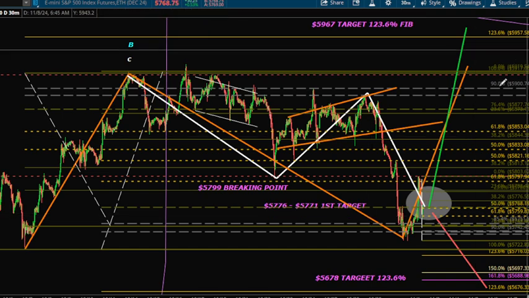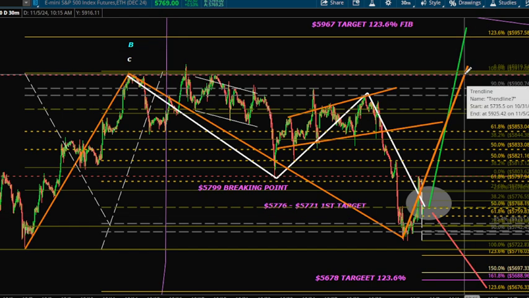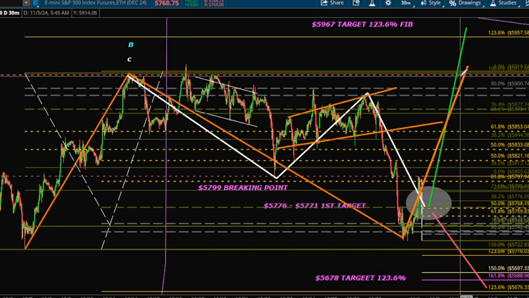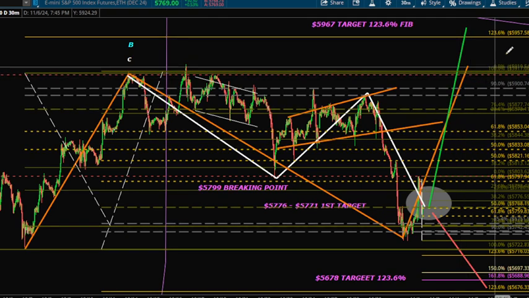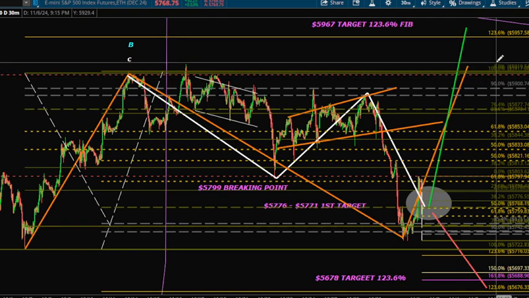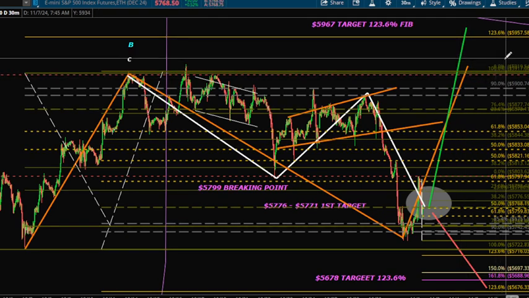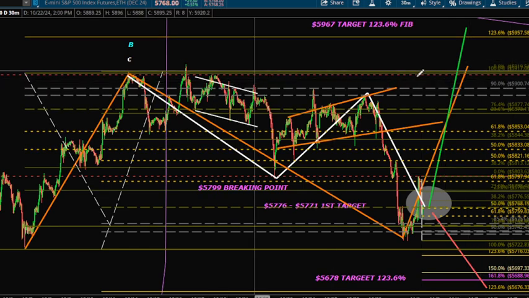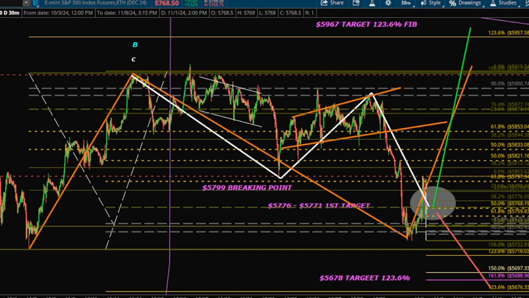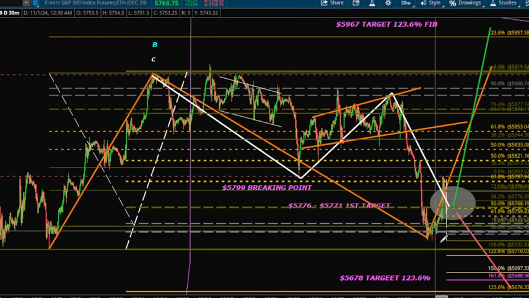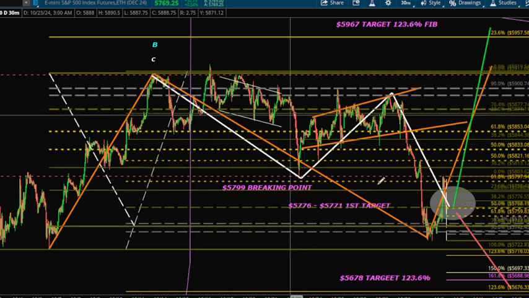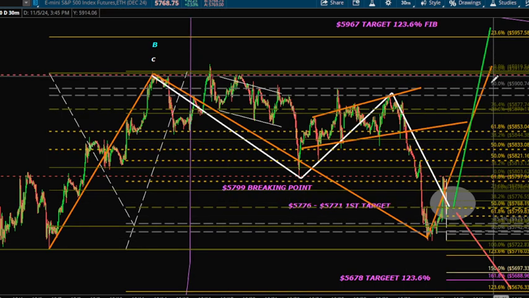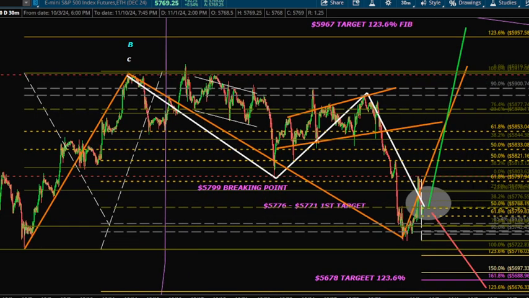I might add to my puts on Monday if it is still up here at the 50. If it gets up to the 5,900 area. I mean, because we could make a double top up here too. But because it came down so low for this B wave, it could be close to a double top. So I'll be watching for that on Monday.